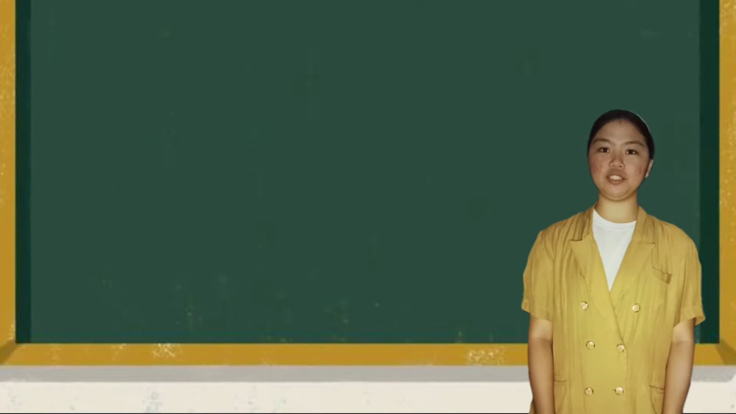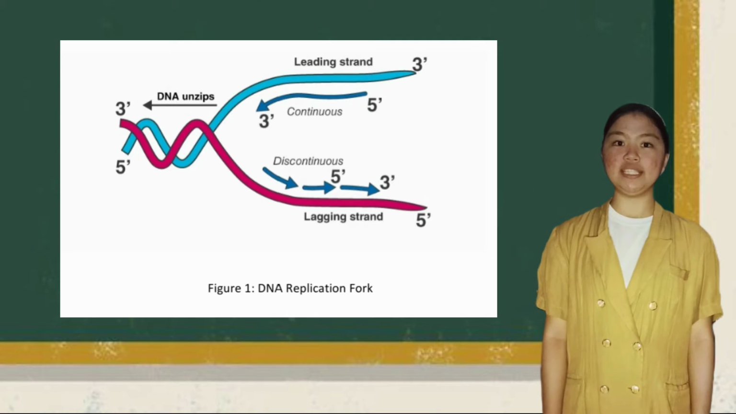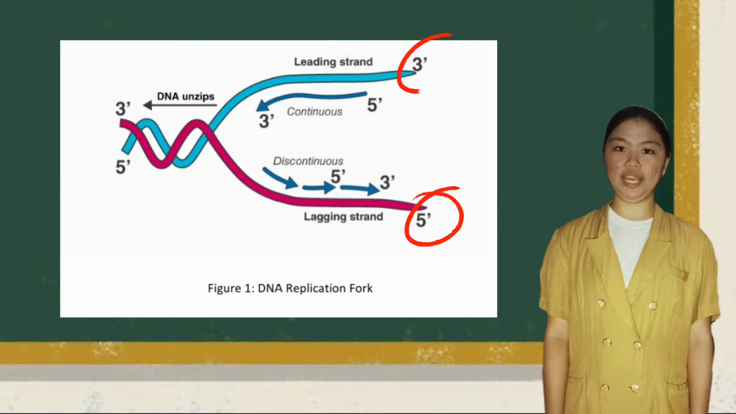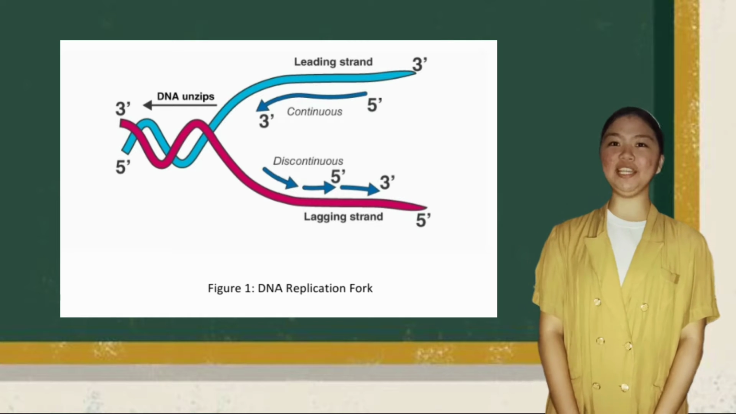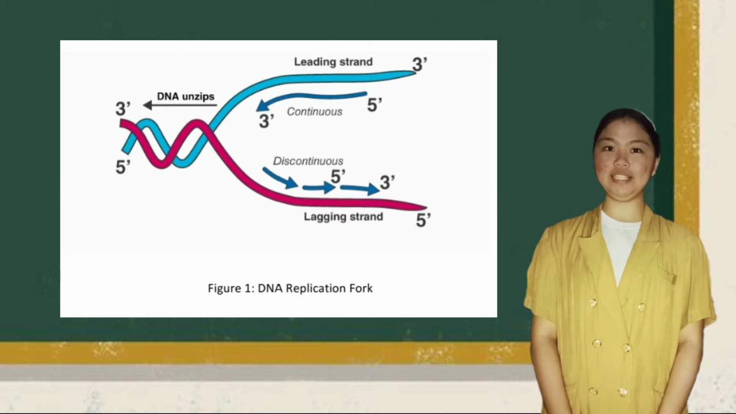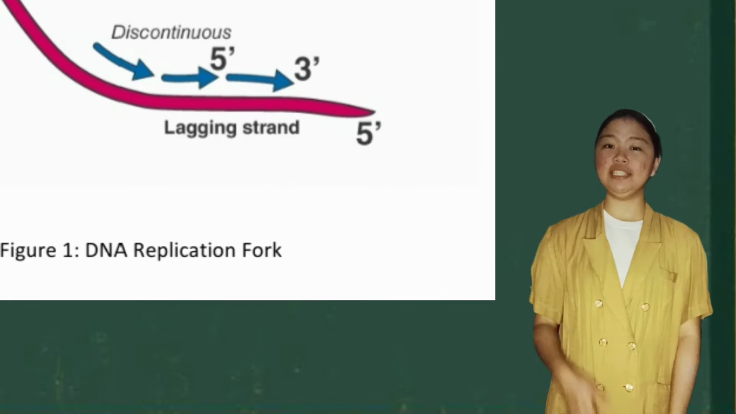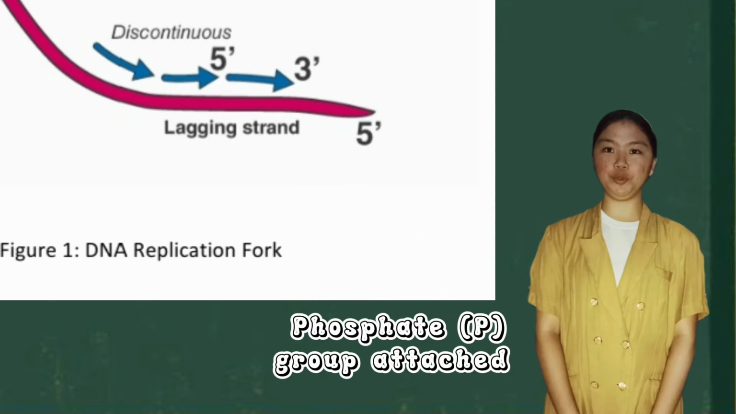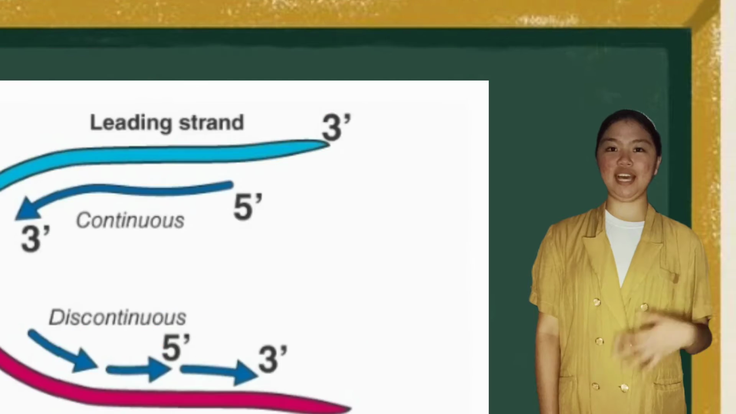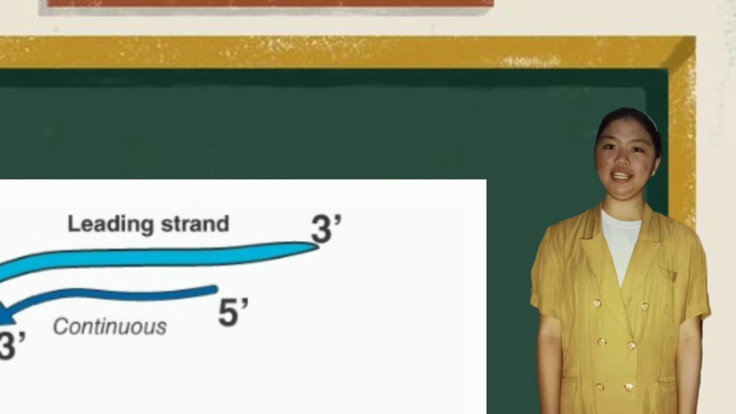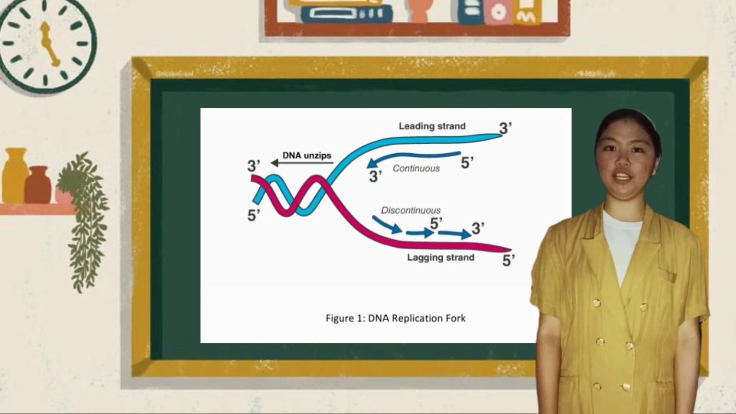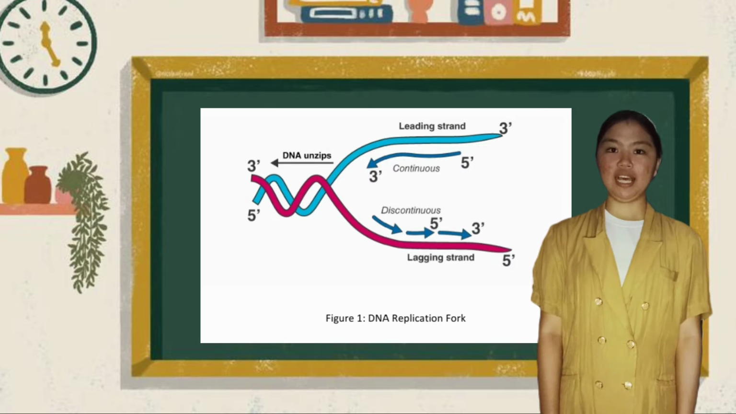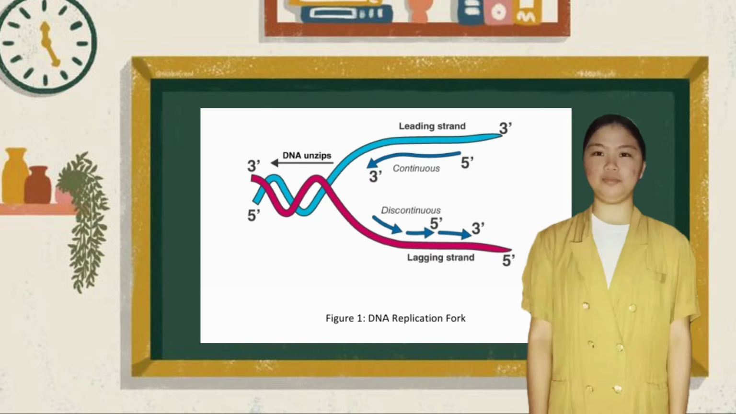DNA is directional in both strands, signified by a 5' and 3' end. This notation signifies which side group is attached to the DNA backbone. The 5' end has a phosphate group attached, while the 3' end has a hydroxyl group attached. This directionality is important for replication as it only progresses in the 5' to 3' direction.